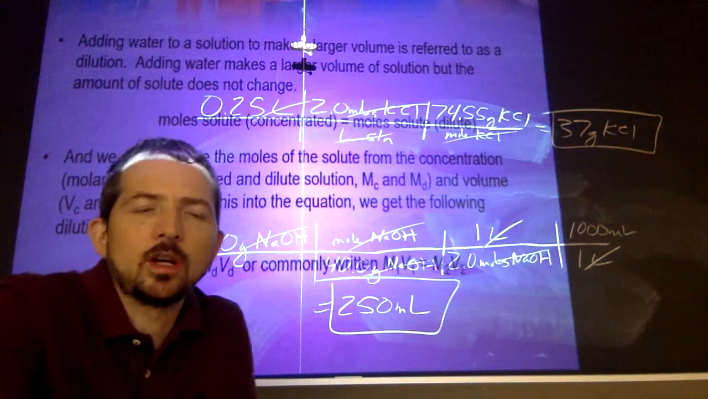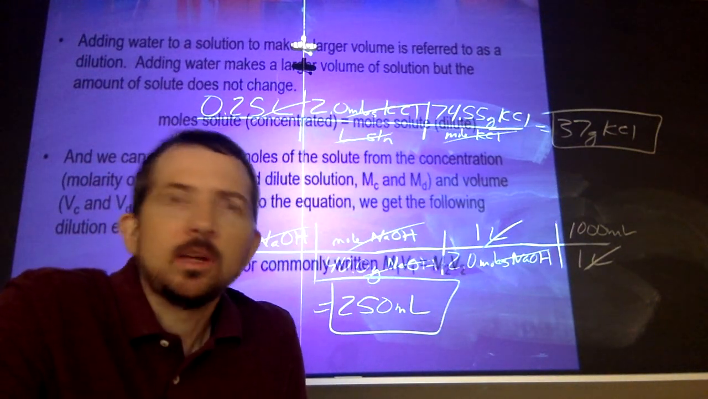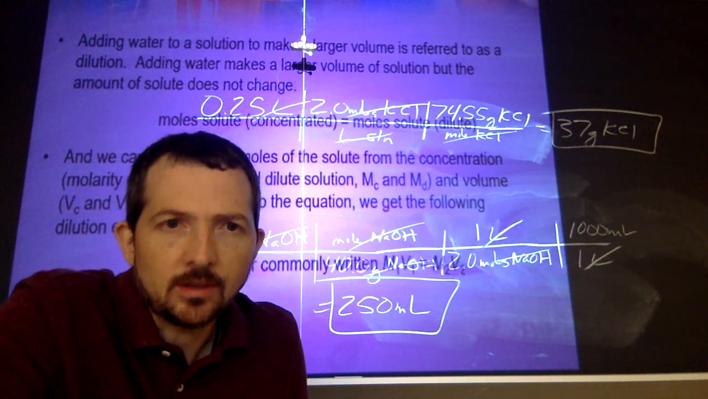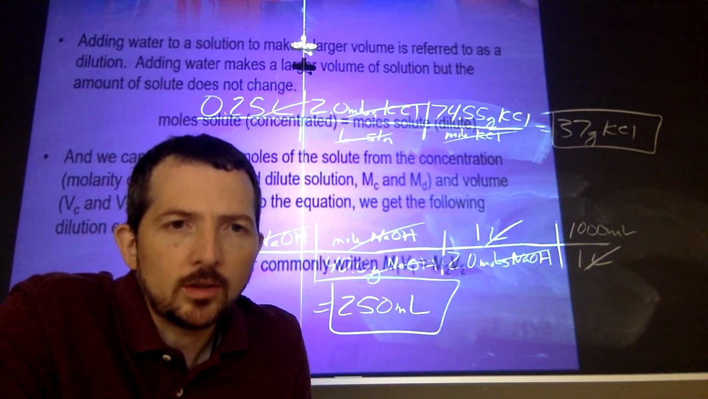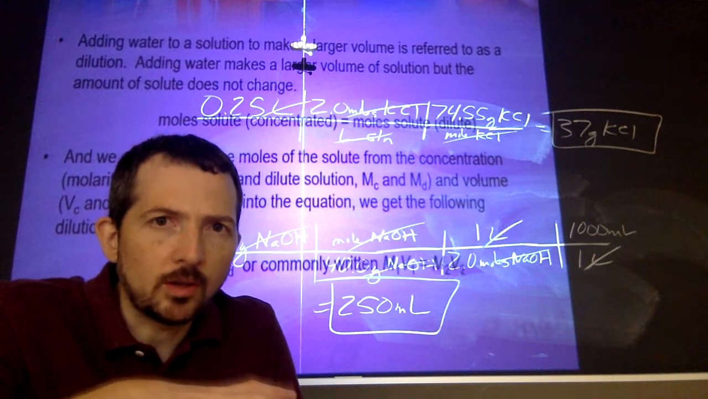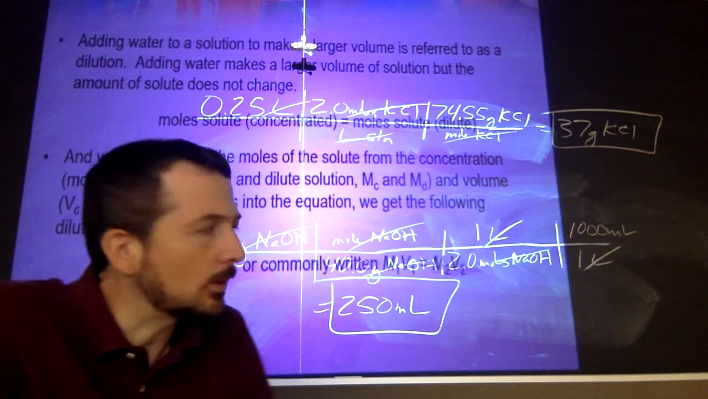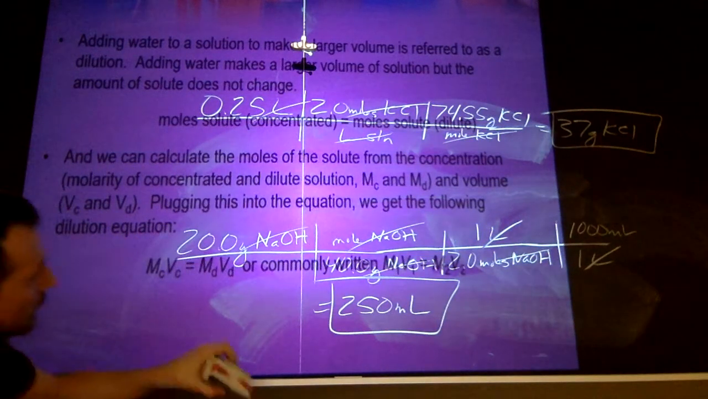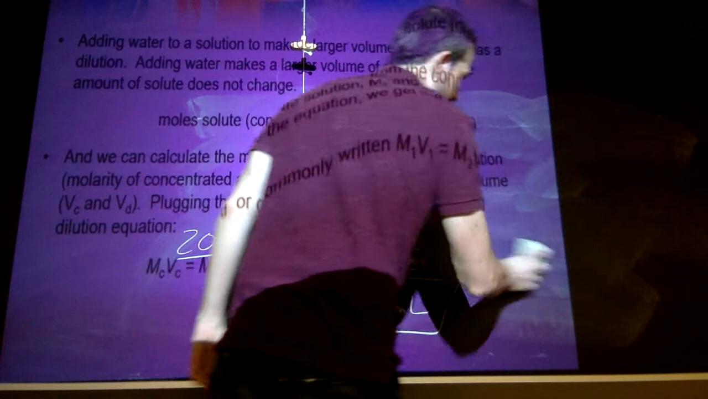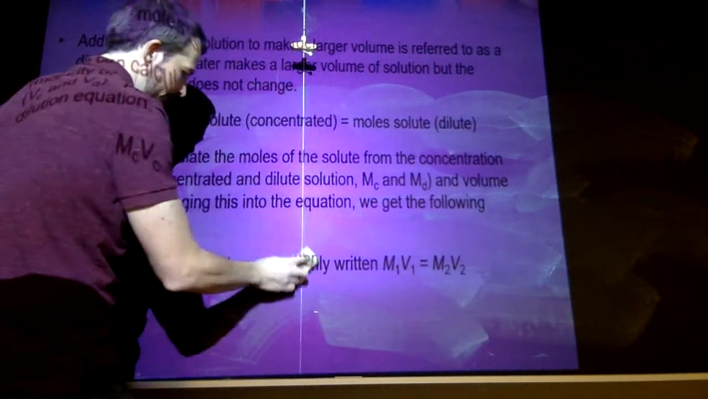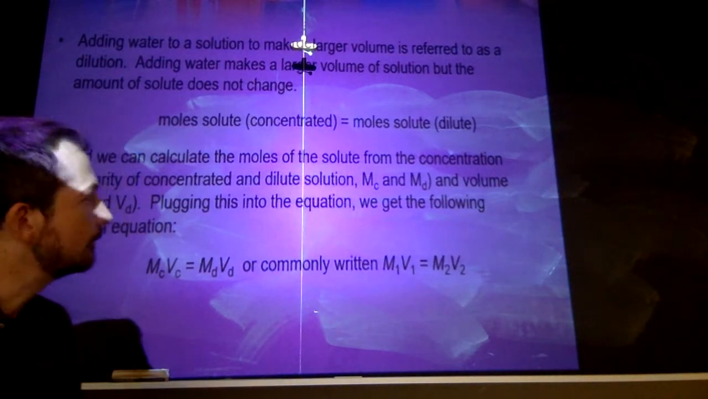There may be times when you have to make a 1 molar acid solution, and what you're given is a concentrated solution. So you have to dilute it down to make a certain concentration. When you add water to a solution, you're making a larger volume of it, but it's not changing the amount of solute that's in there. So the number of moles stays the same. And so we can use this relationship here. Moles of concentrated solution equals moles in your dilute solution, because you just added water to it, you just diluted it.